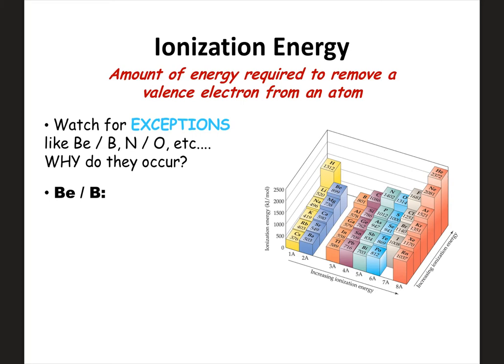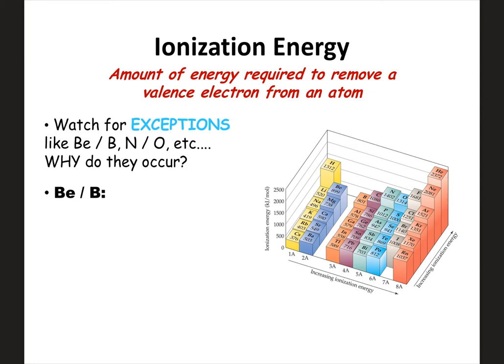Let's look at this first exception here, the beryllium going to boron. This graphic is pretty good because you know that going across the table, it should increase as you go across. And you pretty much see that here for any row. But you'll notice here as you go from beryllium to boron, basically group 2A to group 3A, it does go down and then it does start to go back up. It should go up all the way across.